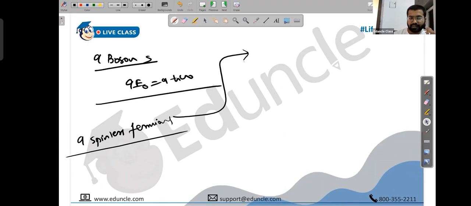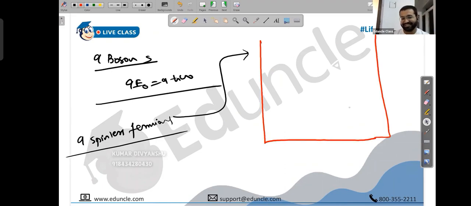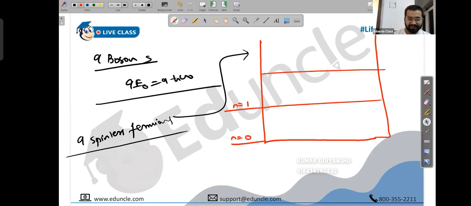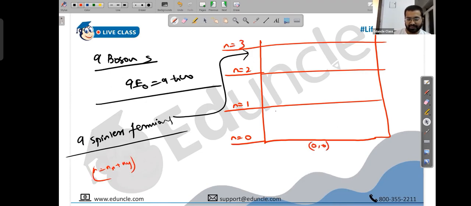Okay. So again I will just draw the table. Where is spinless fermions? Okay. So let's do that. We have got n equals to 0, then n equals to 1, then n equals to 2, and then n equals to 3. N is nx plus ny. I need to remember that. So nx plus ny, 0, 0 will give me 0, 0, 1 is going to give me 1, and 1, 0 is going to give me 1. 0, 2 will give me 2, 2, 0 will give me 2, 1, 1 will give me 2, then 0, 3 will give me 3, 3, 0 will give me 3, 1, 2 will give me 3, and 2, 1 will also give me 3.